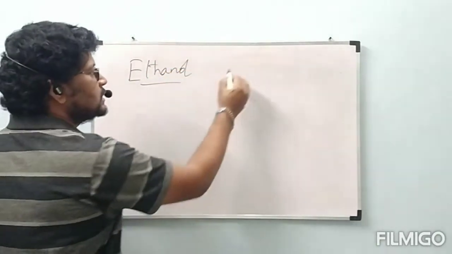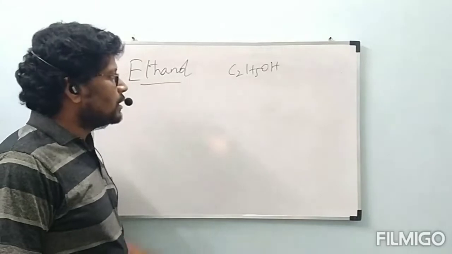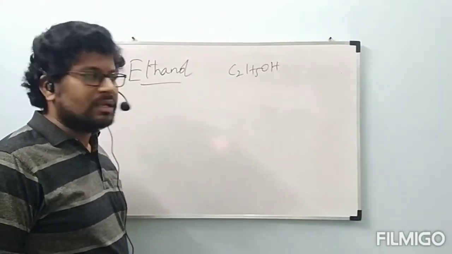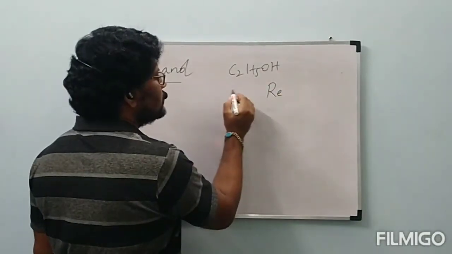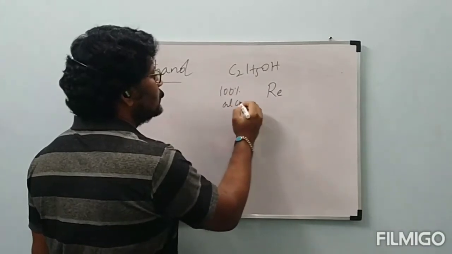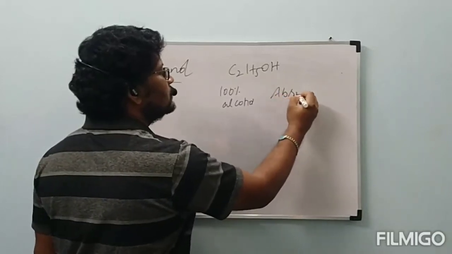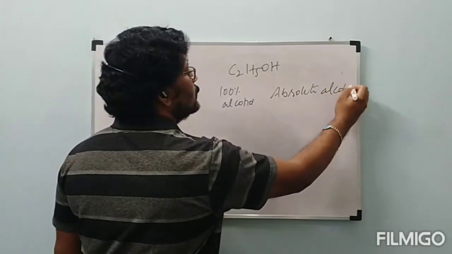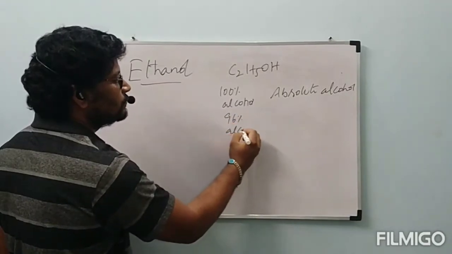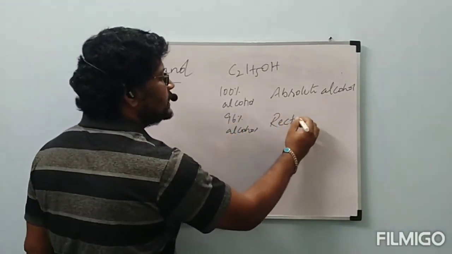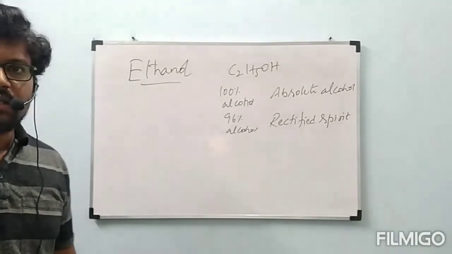The molecular formula of ethanol is C2H5OH and the common name is ethyl alcohol. 100% alcohol is called absolute alcohol. 96% alcohol is called rectified spirit.